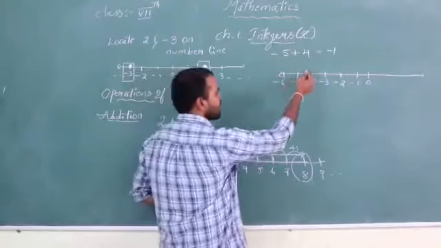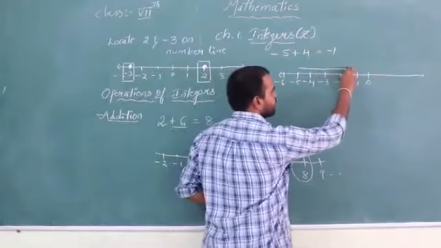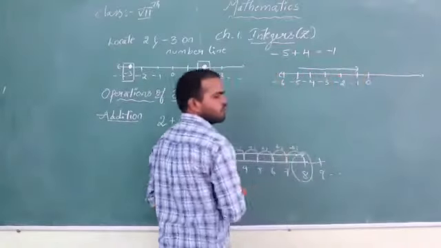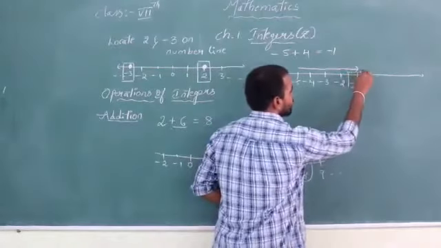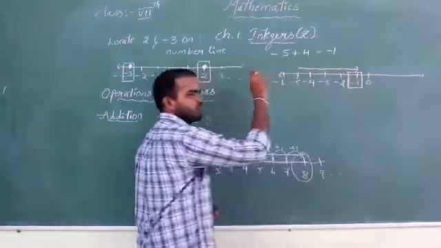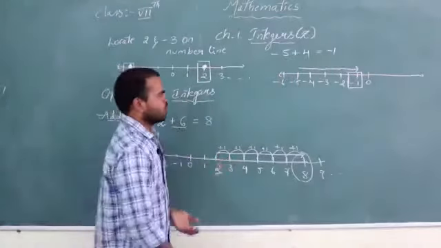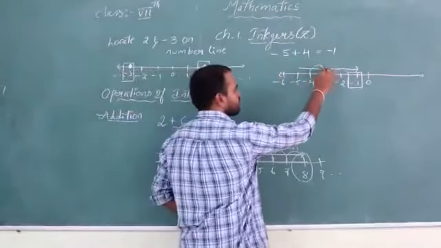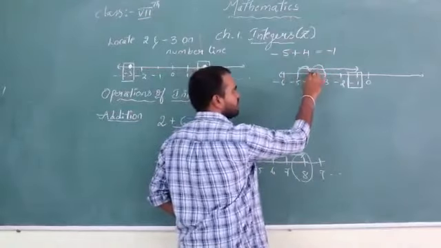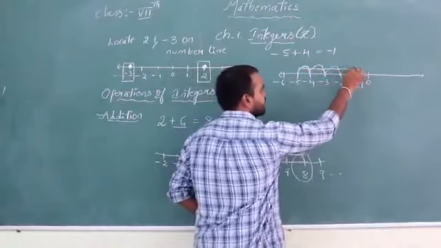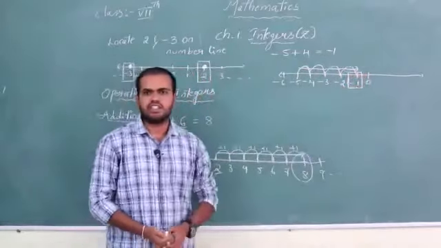So you can do the jumps or you can keep the arrow mark. So 1, 2, 3, 4. So 4 places we moved. So what is the answer here? Minus 1. Okay. So like this we have to do addition on the number line. Or else you can also do the gems. So this is 1 gem. So total 4 gems we have to do: 1, 2, 3, and the 4. So like this also you can do. Or else you can keep the arrow mark as well.